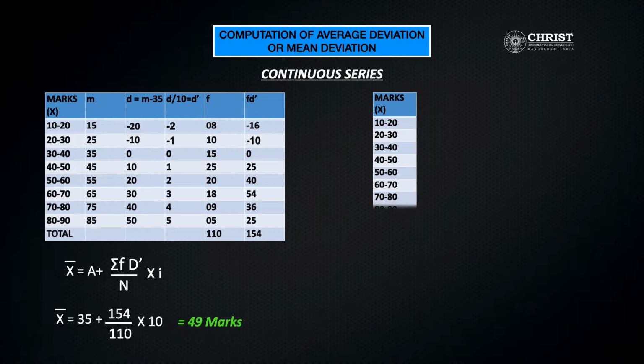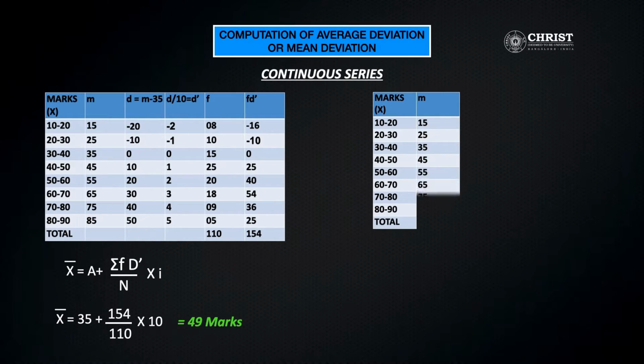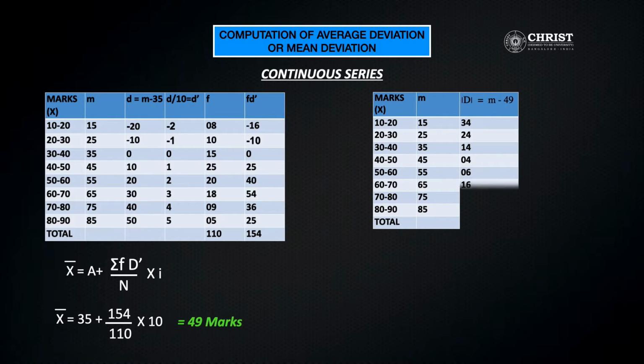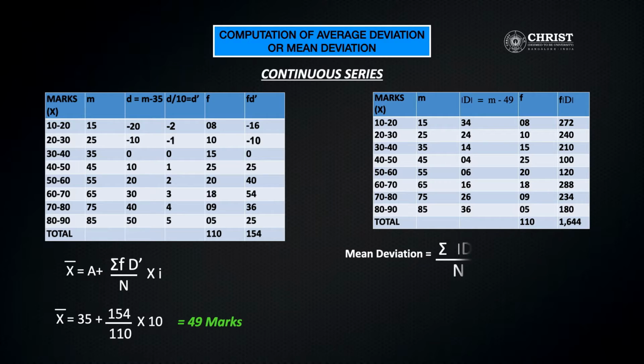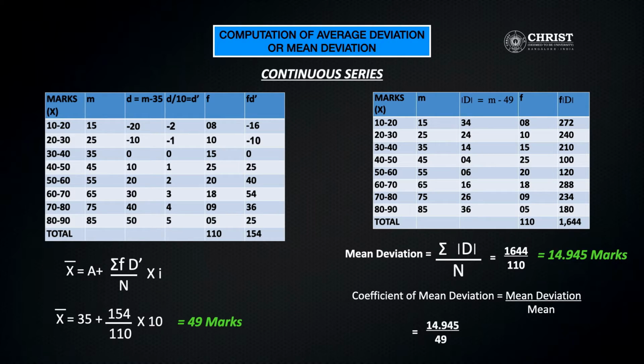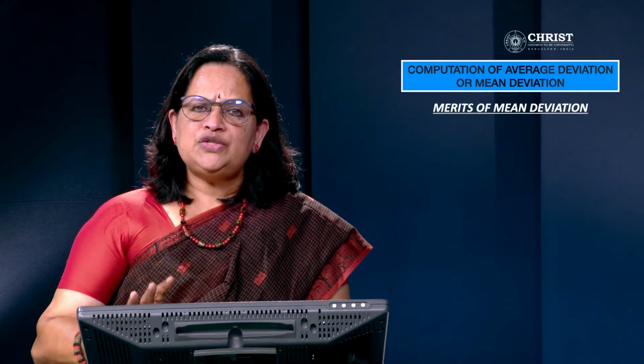Now we have to calculate the mean deviation. So for mean deviation, we have to take the actual mean value we got. Now we have to take the deviations from that value and we will denote it as delta D. The computation is explained in the table. So the mean deviation is sigma delta D divided by n. Sigma delta D value is 1644. N is the total frequency 110. So the value for mean deviation is 14.945 marks. Coefficient of mean deviation is mean deviation divided by mean, that is 14.945 divided by 49, which is equal to 0.305.